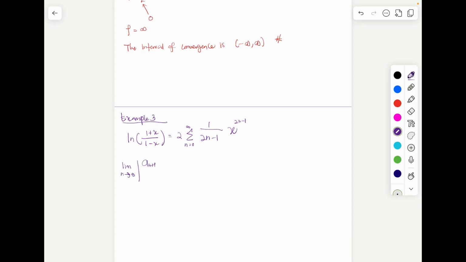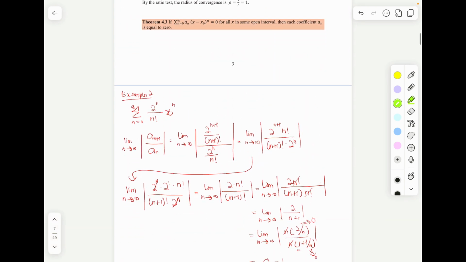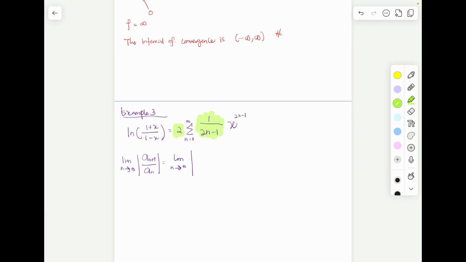For a_{n+1} divided by a_n. Okay, so this one, a_{n+1} becomes, before that, recognize first which one is a_n. So the a_n is this one. Like the previous example, where is the a_n? a_n is this one. So what we have is 2 divided by 2(n+1) minus 1, then divide with 2 over 2n minus 1.